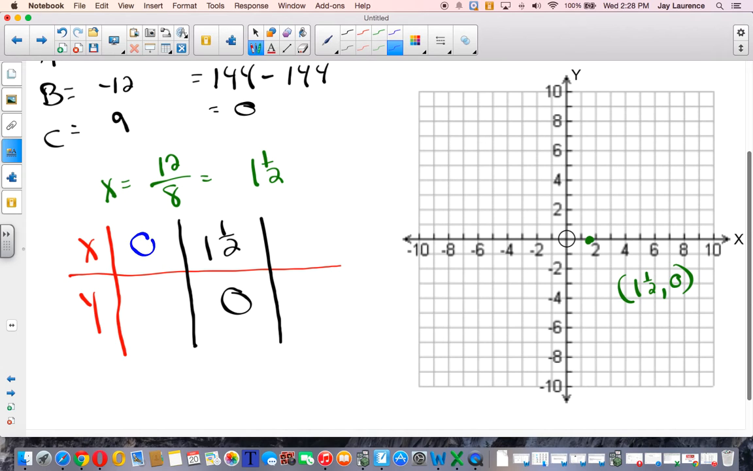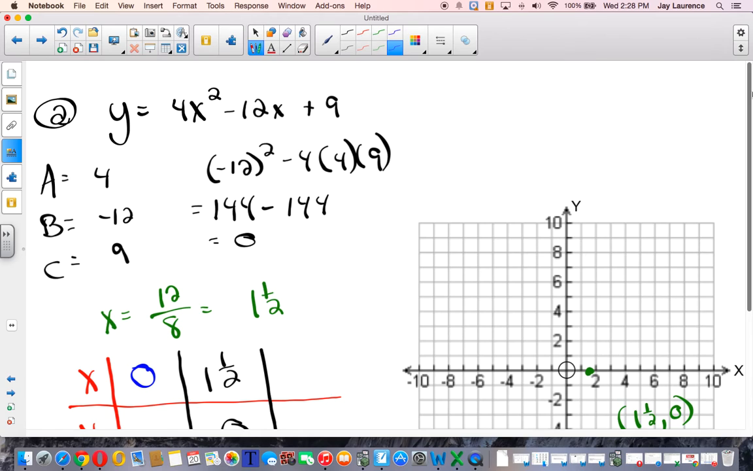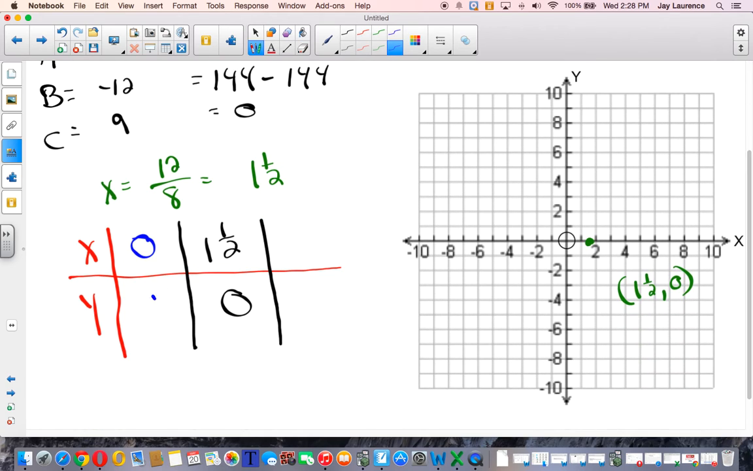Well, I'm going to choose 0 because 0 makes my math simple. If I put 0 in, I get 9 out. So 0, 9 is on the graph. Now, I went 1.5 units this way. I'm going to go 1.5 units that way and get 3. And because of symmetry, if I do the math, I will get 9.